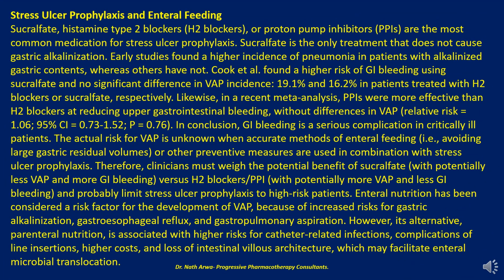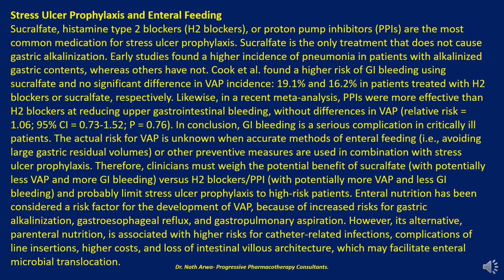And now we will discuss stress ulcer prophylaxis and enteral feeding. Sucralfate, histamine type 2 blockers, also called H2 blockers, or proton pump inhibitors, also called PPIs, are the most common medication for stress ulcer prophylaxis. Sucralfate is the only treatment that does not cause gastric alkalinization.